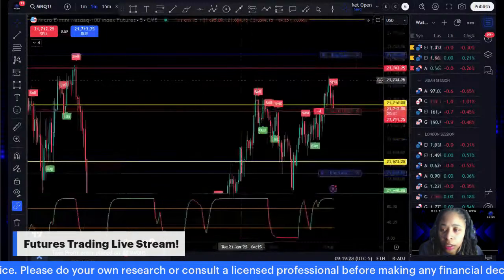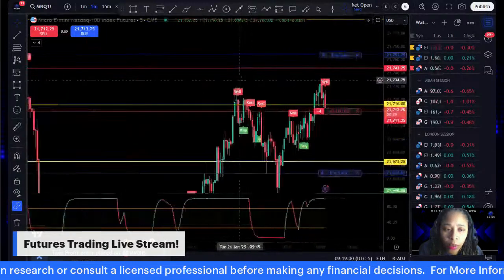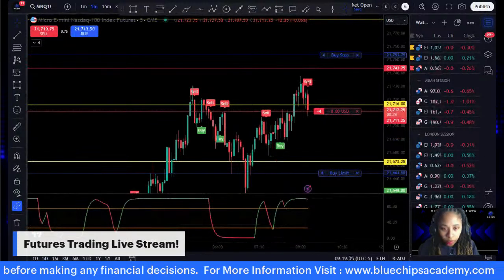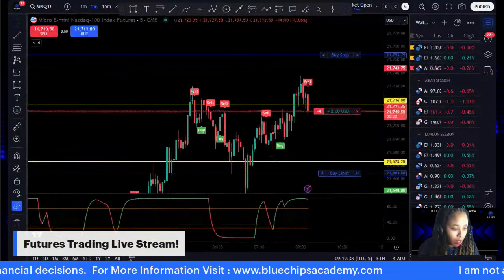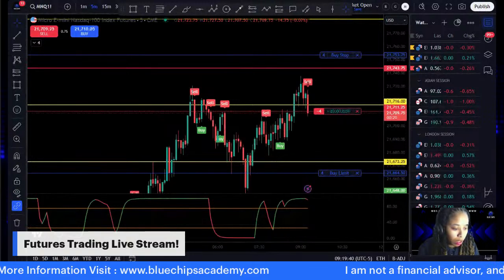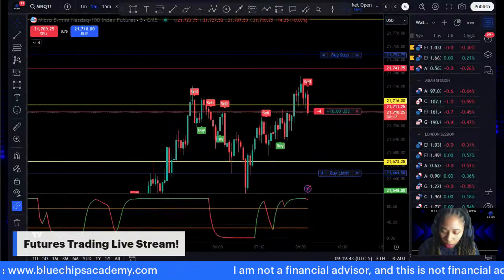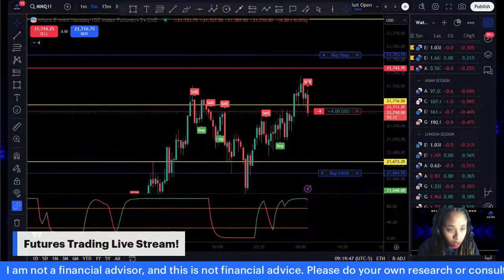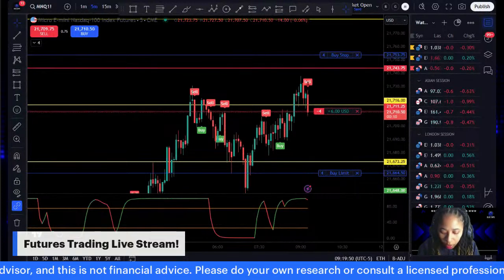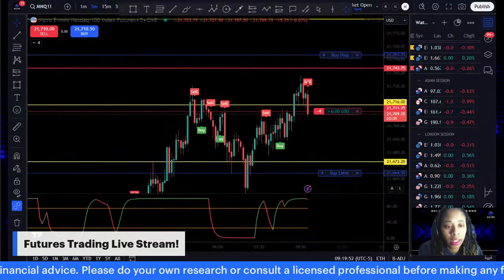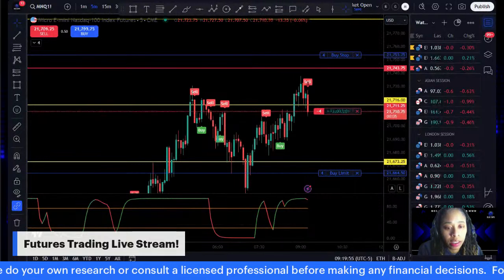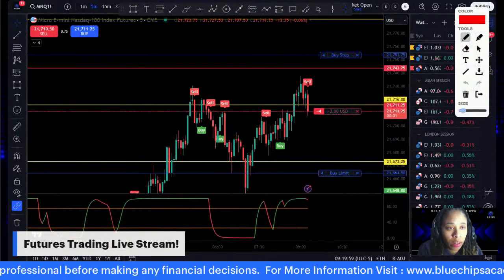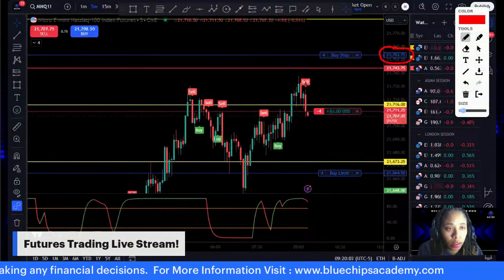If I'm looking at this, my stop loss is already where I want it to be. My stop loss is 21,753.75. That's where my stop loss is. When I say that, that means where price is, that's where my stop loss is at, 21,753. I'll show you how to edit that in a minute.